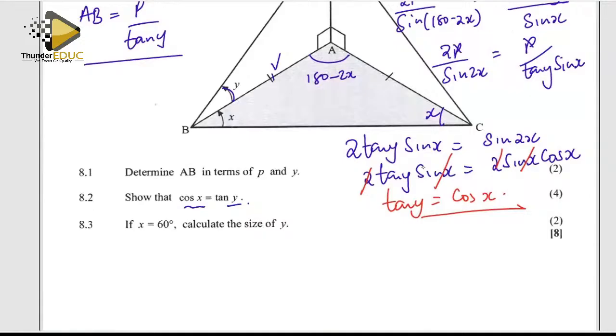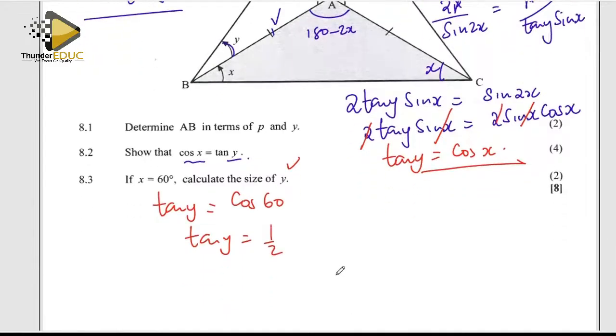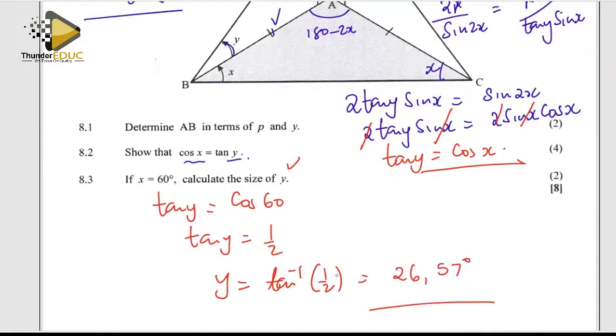Then 8.3, they want us to get the size of y if x is 16. So meaning that the tan of y is equal to the cos of 16. So tan y gives us a half. Then for us to get y, it must be the arc tan. So shift tan of a half, which is 26 comma, that's going to be 57 degrees. So that is what I'm getting for 8.3.